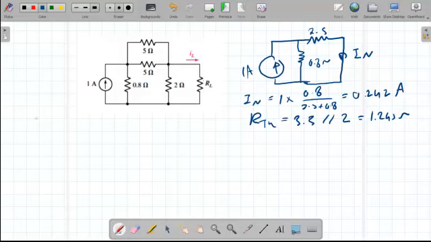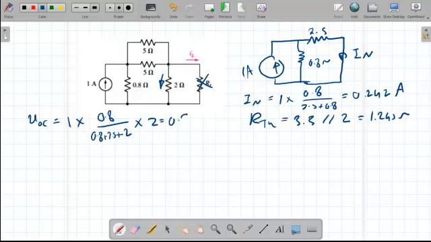Now we can also find the open circuit or Thevenin equivalent voltage. So Thevenin equivalent will equal 1. You can see this becomes open circuit, so 1 times 0.8 over 0.8 plus 2.5 plus 2. This is the current here. So then we multiply the current in this resistor, then we multiply by 2. So this is our Thevenin.